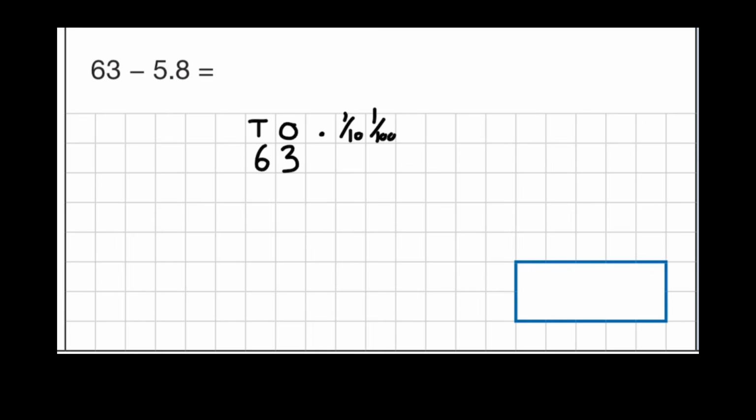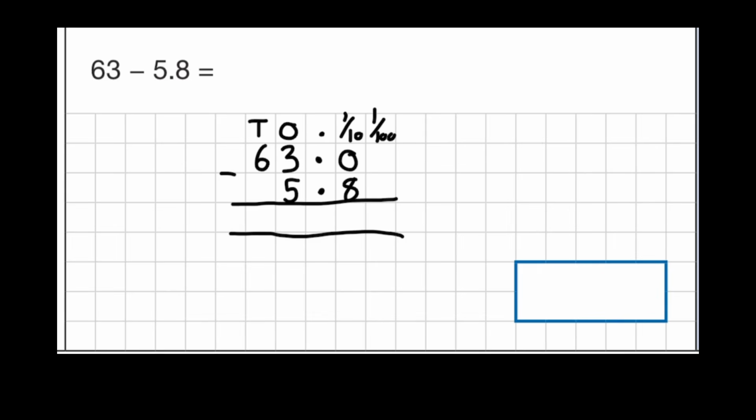63 has 6 tens and 3 ones. 5.8 has 5 ones and 8 tenths. 63 can also be written as 63.0. We can't take 8 tenths from 0 tenths, so we need to borrow 1 and exchange it for 10 tenths.